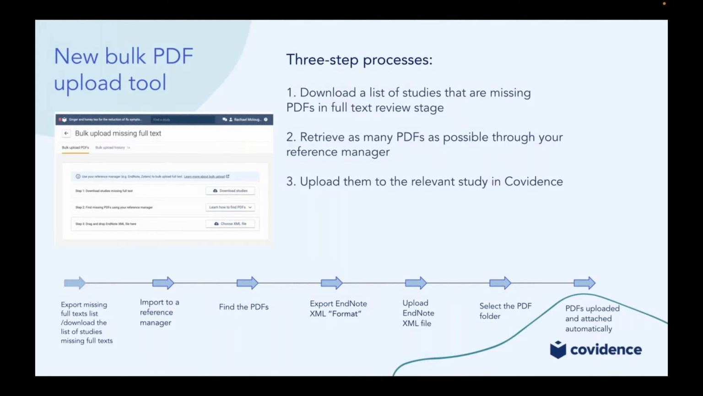So the basic process for the bulk PDF upload workflow is shown in this figure. A list of references that are missing full text is downloaded. So what this means is that you don't have to download all of the studies, and Covidence have uploaded some for you. You might have uploaded a couple of PDFs as well. And so again, this is about saving you time in the process. You will only have to look for PDFs that are missing attachments.